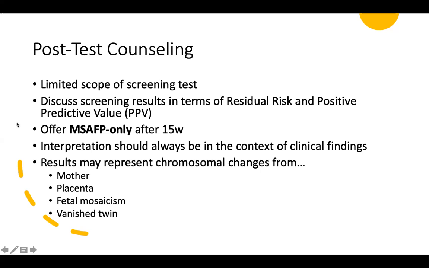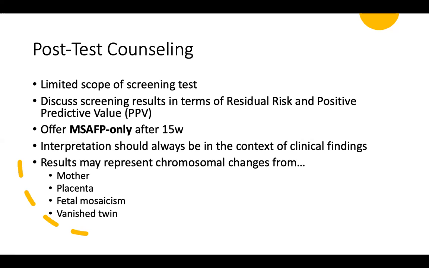So for example, if you have an NIPS that's negative, but your patient has multiple abnormalities seen on ultrasound, the next step is really to be offering a prenatal diagnosis for microarray or karyotype, or even molecular analysis if you're suspicious for a single gene disorder.